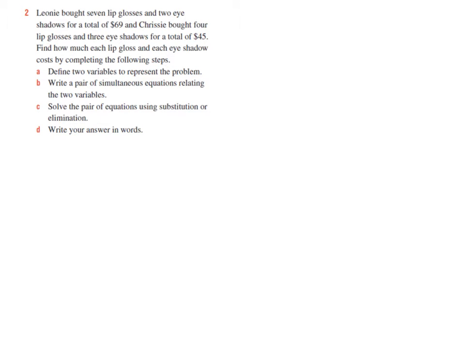Now, this is what the textbook determines as being an application of simultaneous equations. So what we've got here is a situation that gives some numbers, they tell us some stuff, and then we've got some things to do. It tells us that Leonie bought 7 lip glosses and 2 eyeshadows for a total of $69, and Chrissy bought 4 lip glosses and 3 eyeshadows for a total of $45. Find out how much each lip gloss and each eyeshadow costs by completing the following steps.